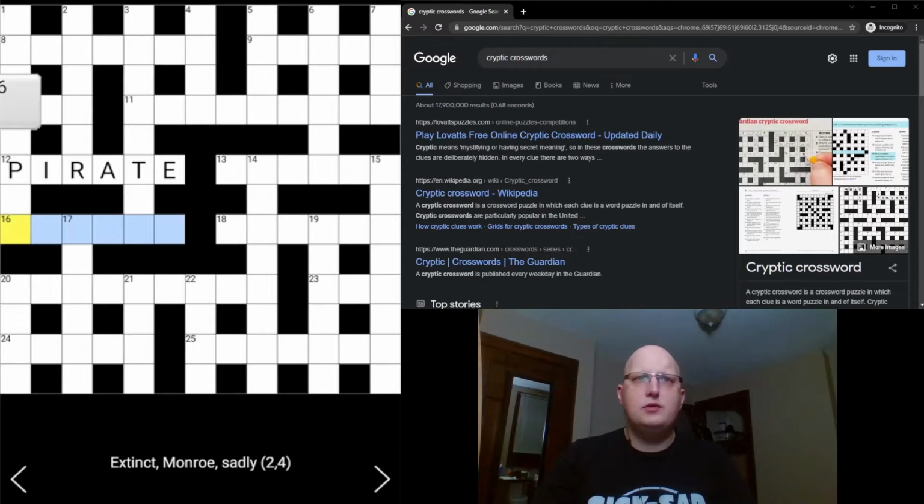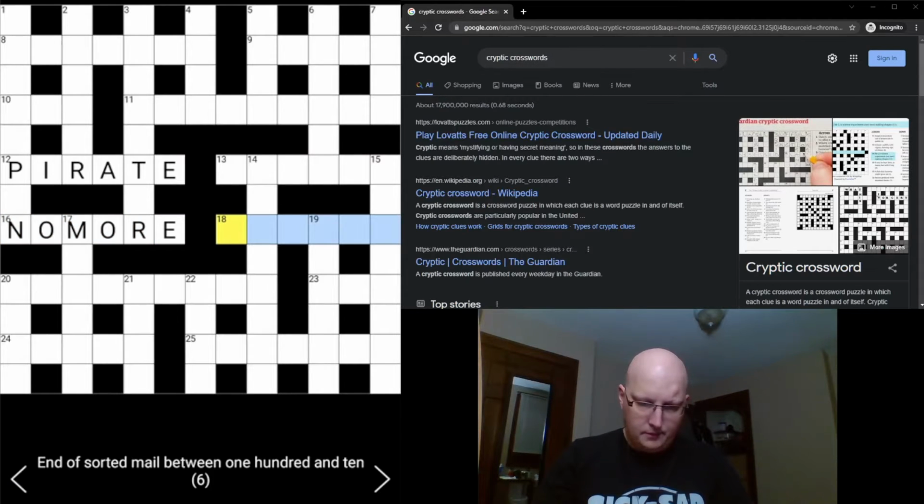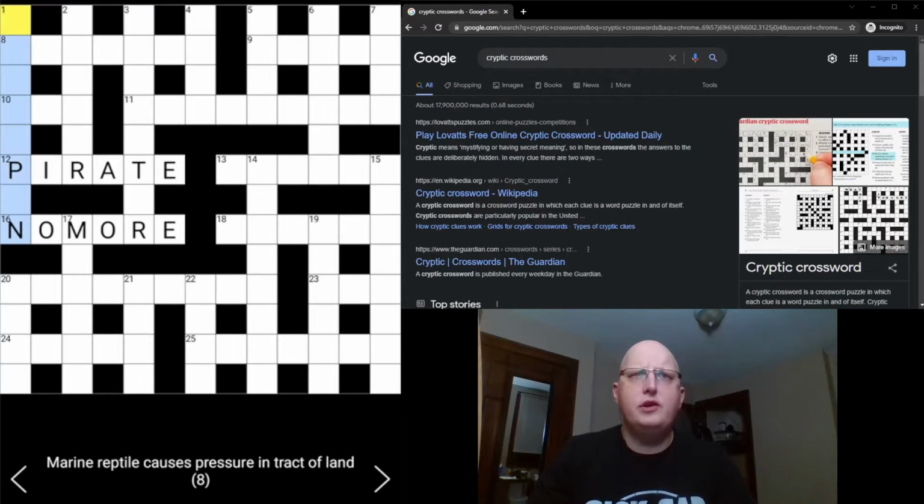Extinct Monroe, sadly. Now, words like sadly or awfully or poorly can often mean that we're looking for a bad arrangement of letters for a word like Monroe. So let's see if we can anagram Monroe into something that means extinct, which of course we can. You see the 2,4 there. That means that it's a two-letter word followed by a four-letter word. So extinct, of course, is no more. There we go. Now let's see if that helps us with this vertical clue at all.